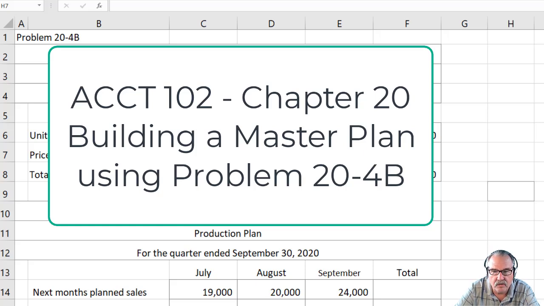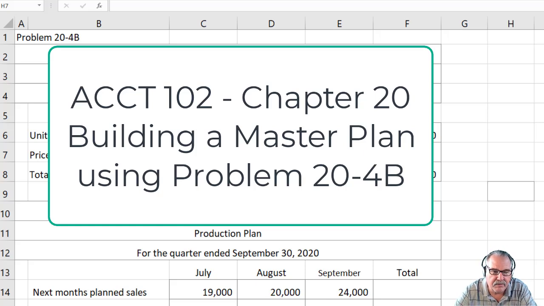We're going to do a master plan. This is a plan that will go from start to finish. This is problem 20-4B, which is in your book on page 814.